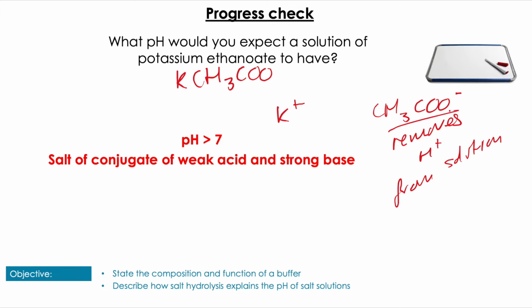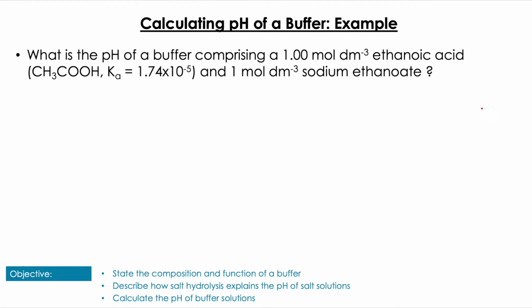Awesome. All right, let's turn our attention to doing some buffer calculations. So here, what is the pH of a buffer containing 1 mole per decimeter cubed of ethanoic acid and 1 mole per decimeter cubed of sodium ethanoate?